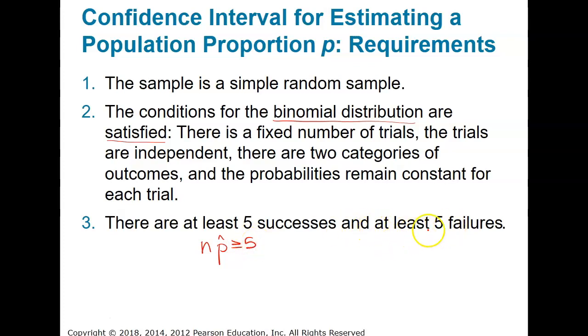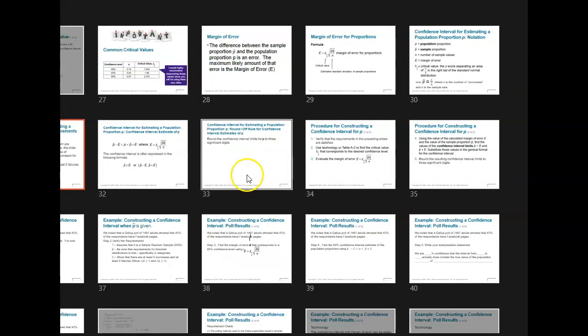And at least 5 failures would be n times q hat, and that needs to be greater than or equal to 5. As long as your sample sizes are large, usually these aren't an issue, but I do expect you to be able to show this. And on this test, I will be looking to see your work. It's not going to be enough just to say yes or no. You're going to have to show your work, and your work will be part of your grade.